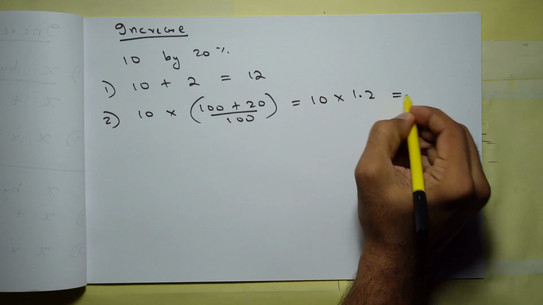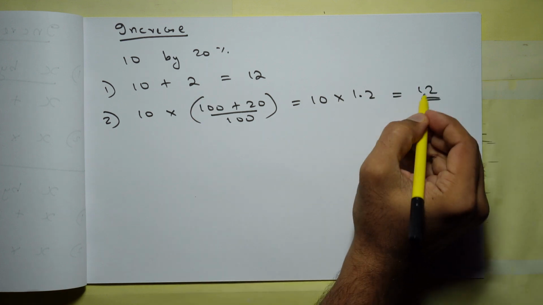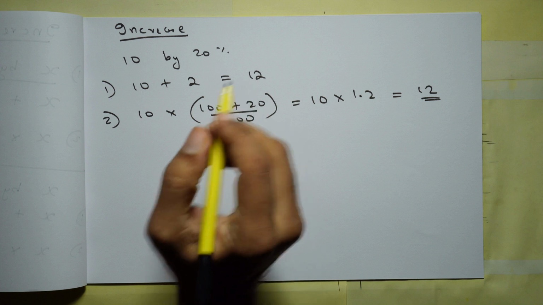So 10 into 1.2 gives you 12. Again, you have increased 10 by 20%.